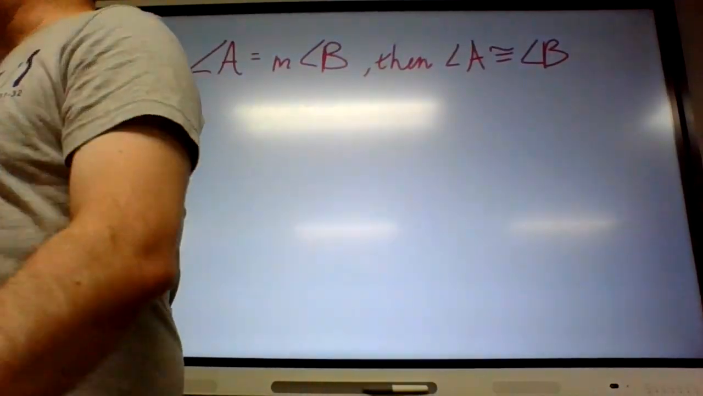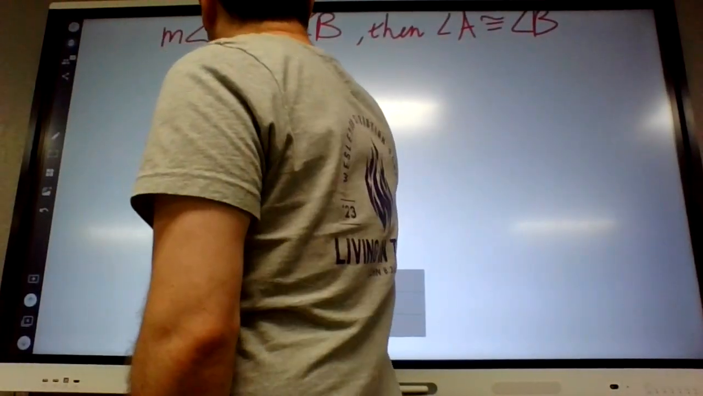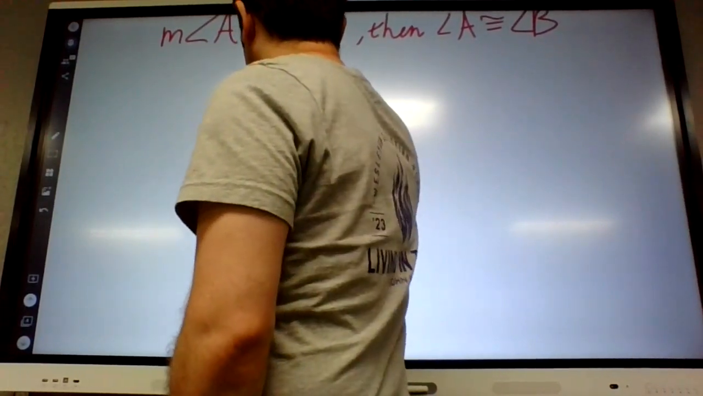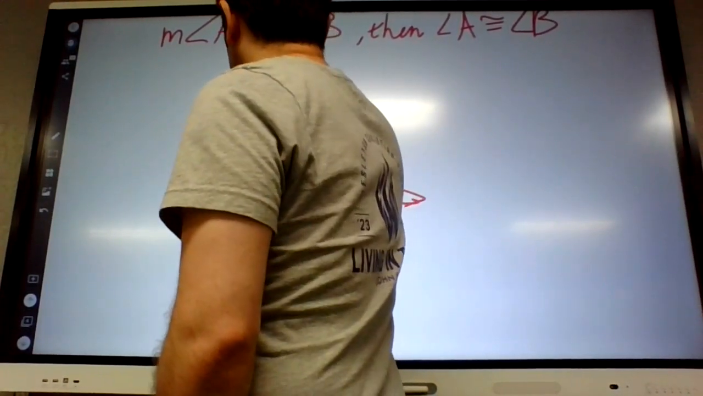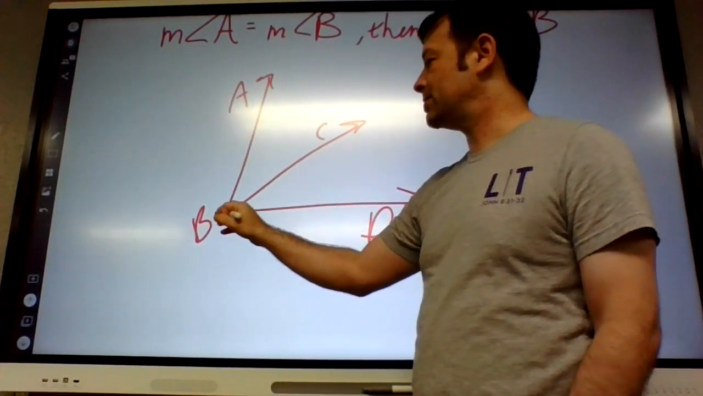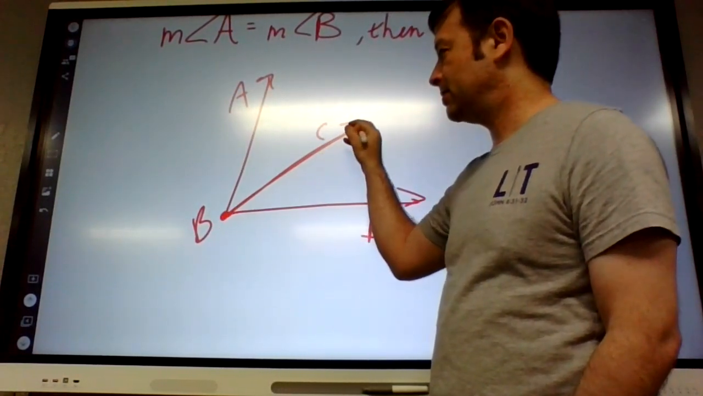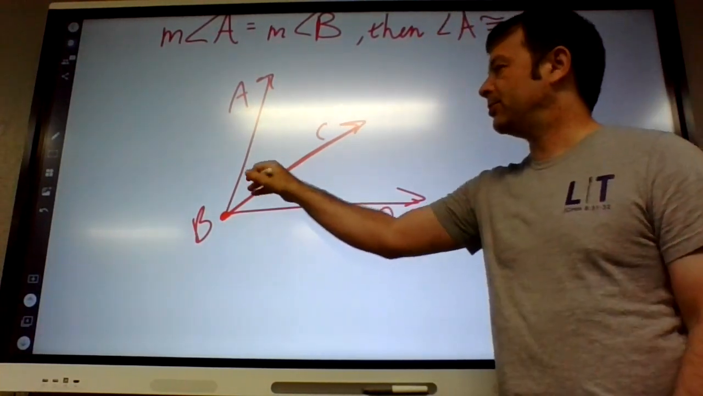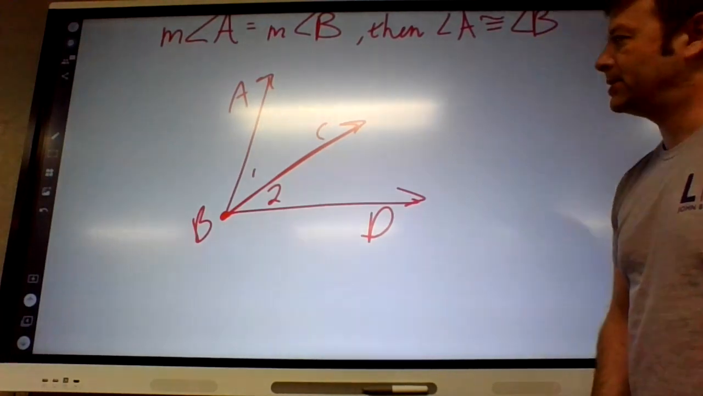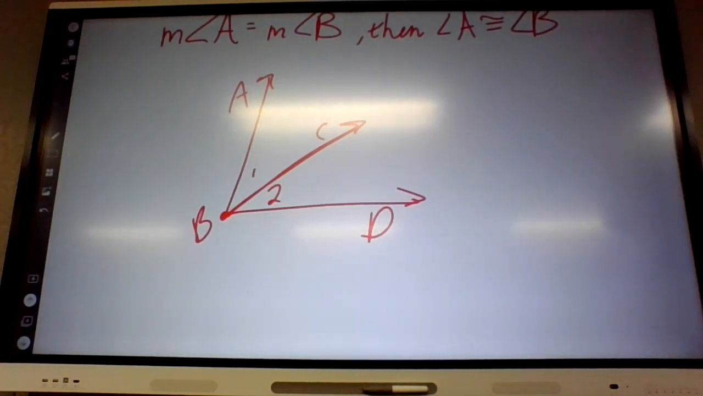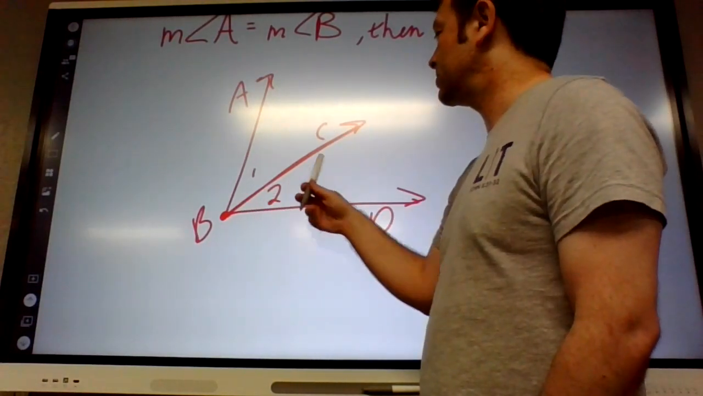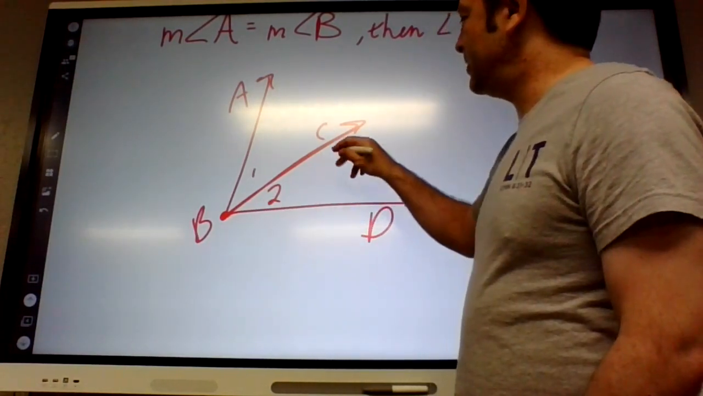All right. You guys know what adjacent angles are? Adjacent angles share a vertex and a side. So these two, angle 1 and angle 2, are adjacent angles. They share a vertex and a side. So that's the definition of adjacent angles. Right next to each other, sharing a side.